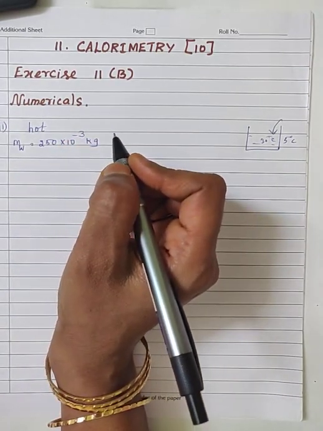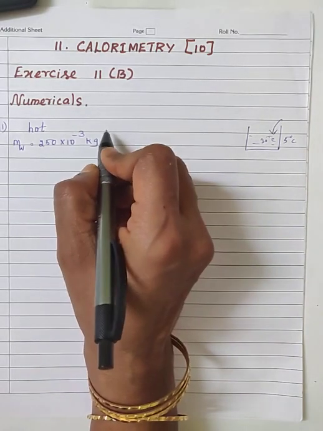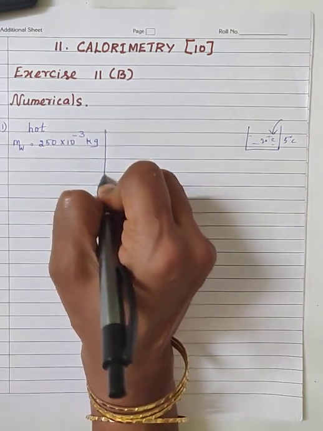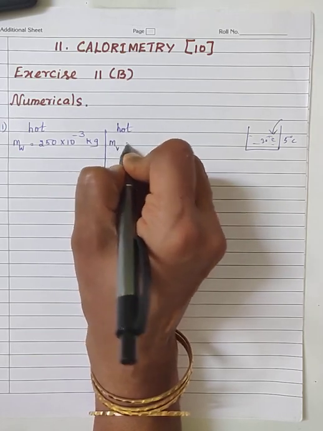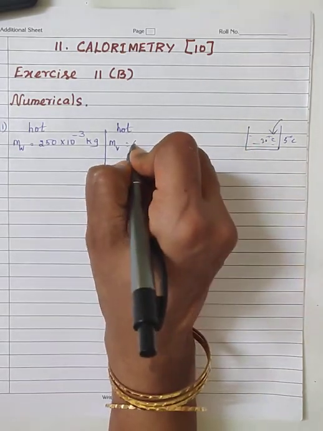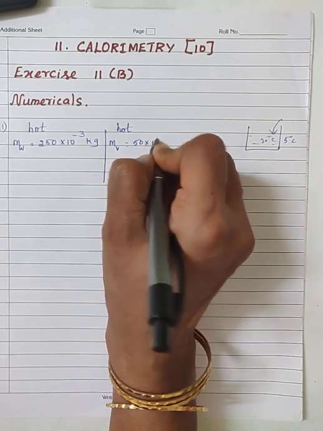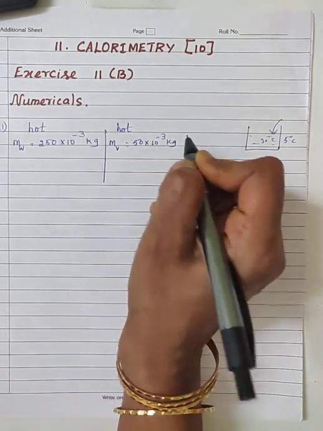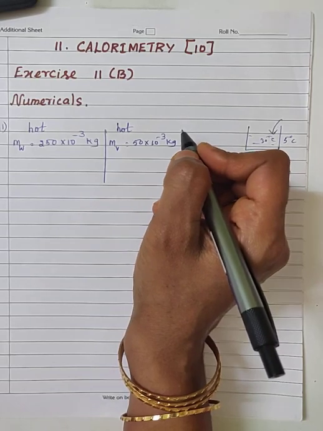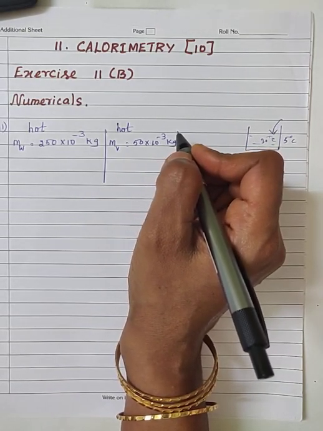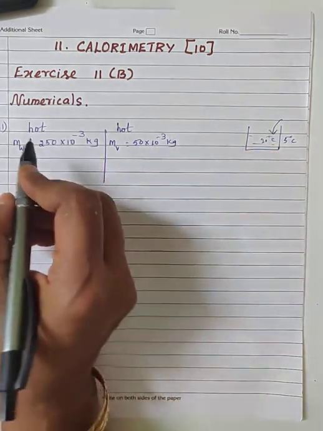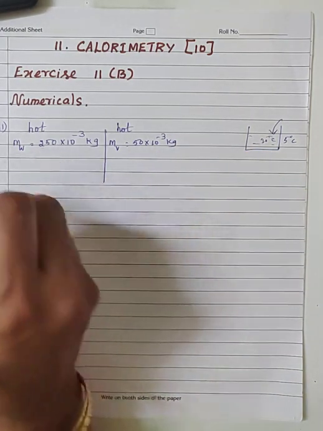Next one, the mass of the copper vessel is given, that is also a hot body. So one more hot body is the vessel. The mass of the vessel is given as 50 grams. So 50 into 10 power minus 3 kilogram. Next, you are asked to calculate the mass of the ice. The final temperature of the mixture is given as 5 degrees Celsius. The initial temperature of water is given as 30 degrees Celsius.